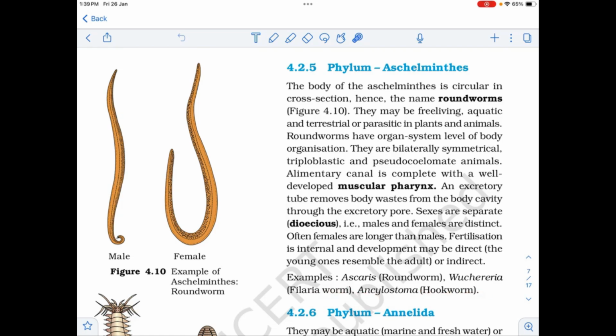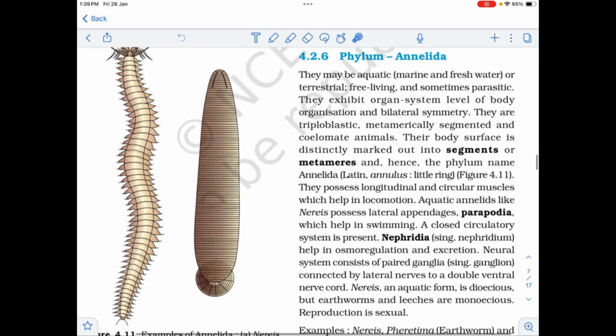Now coming to the phylum Annelida, they may be aquatic, marine or freshwater, or terrestrial, free living, sometimes parasitic. They exhibit organ system level of body organization and bilateral symmetry. They are triploblastic, metamerically segmented and coelomate animals. Their body surface is distinctly marked into segments or metameres. The phylum name Annelida, in Latin annulus, means little ring.